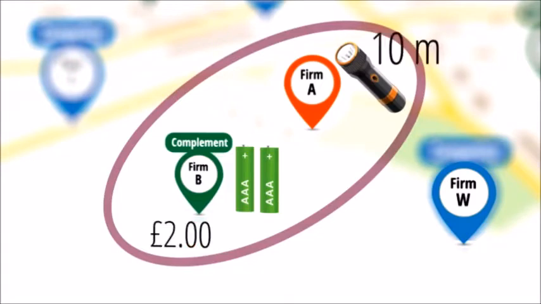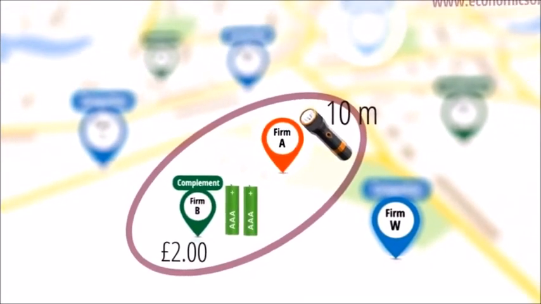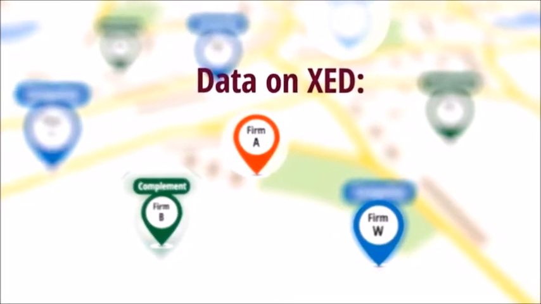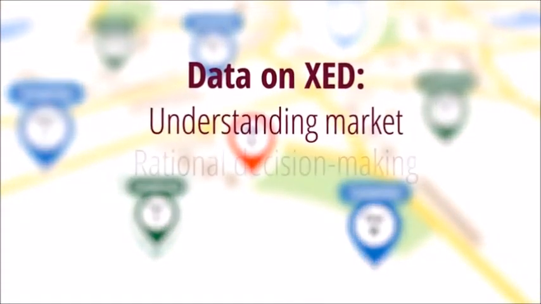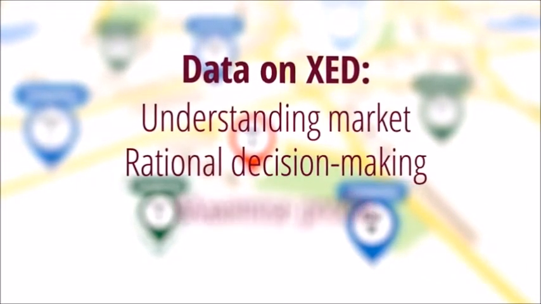In many situations, firms can gain more control over their market by merging with competitors or with suppliers of complementary products, or indeed, they may develop their own complementary products, such as Google developing its own smartphone, the Pixel. Clearly, information on cross-elasticity is very useful in that it helps firms gain a deeper understanding of their market, enabling them to make more rational decisions about the best way to allocate their scarce resources and to maximize profits.